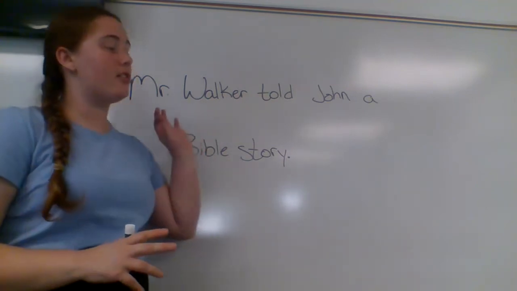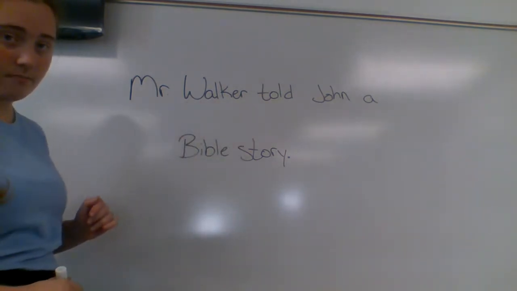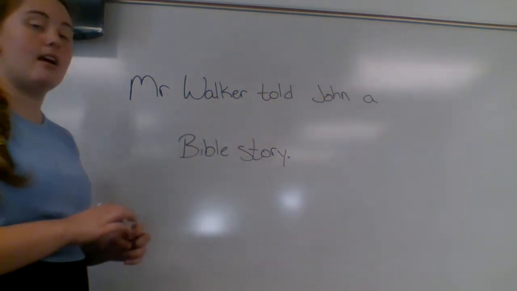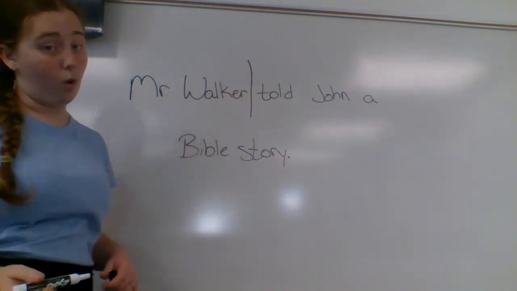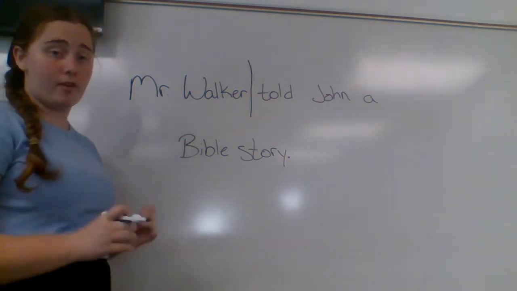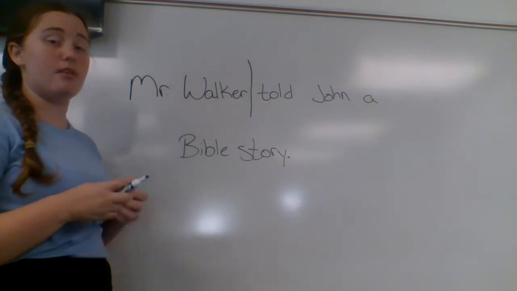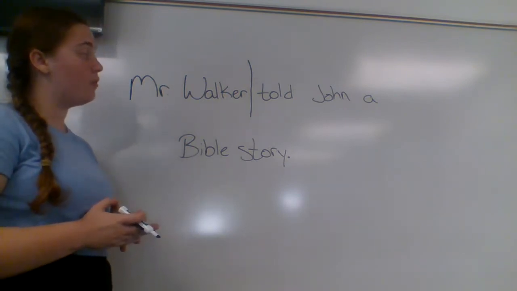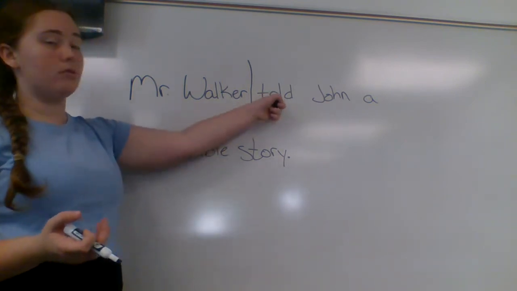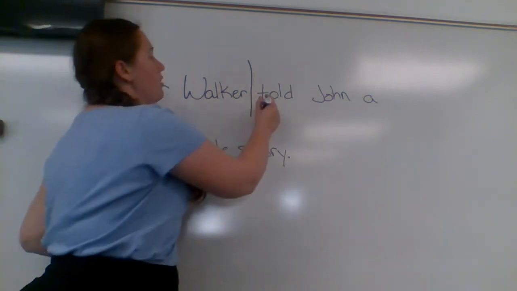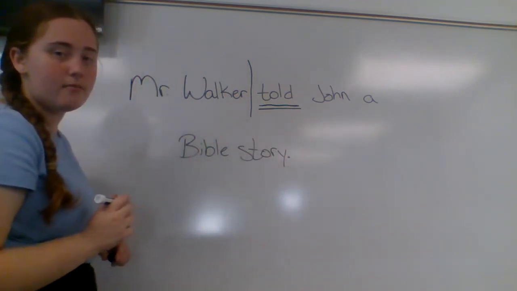But right now, let's separate our subject and predicate first. So where do I separate my subject and predicate? Right. I will separate it right here between Mr. Walker and told. And now we need to find the verb. So where is my verb in this sentence? It's going to be an action. Which word is an action? Something you can do. Right? Told is definitely something you can do. So underline the word told 2 times. Make sure it's underlined twice.